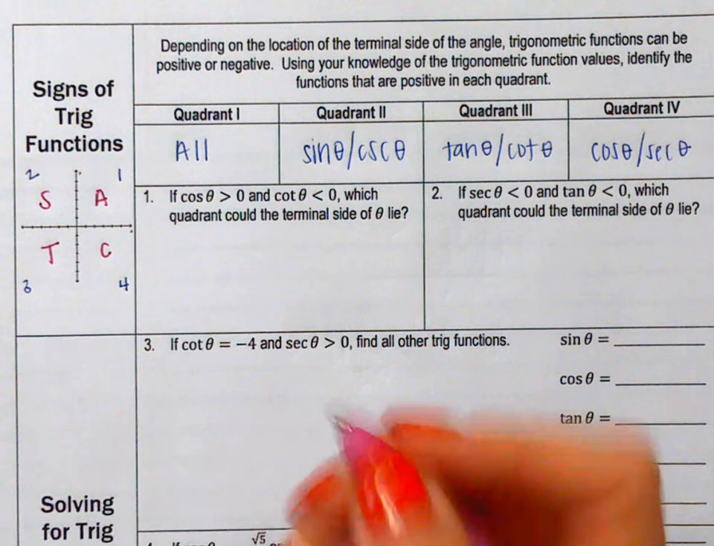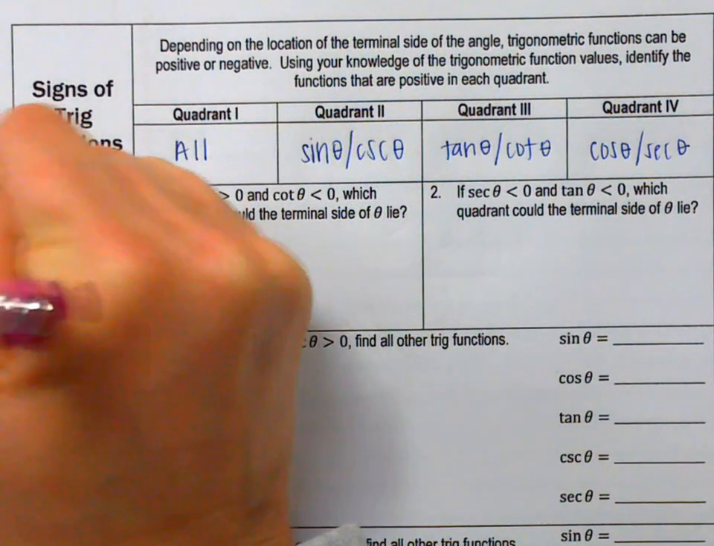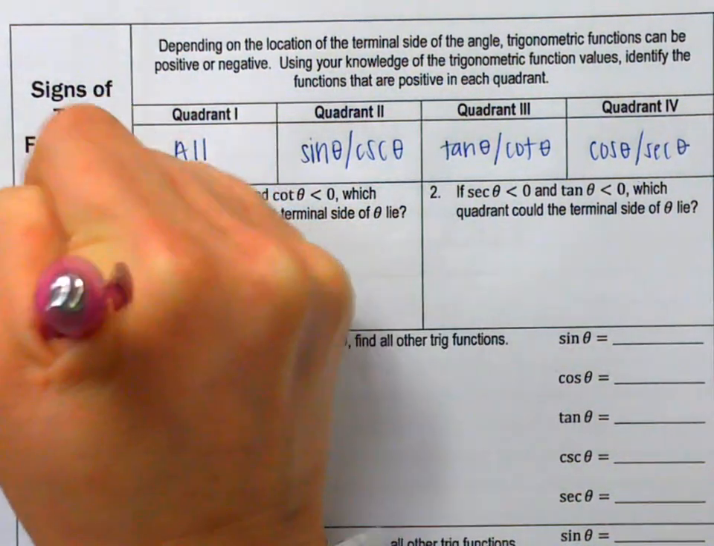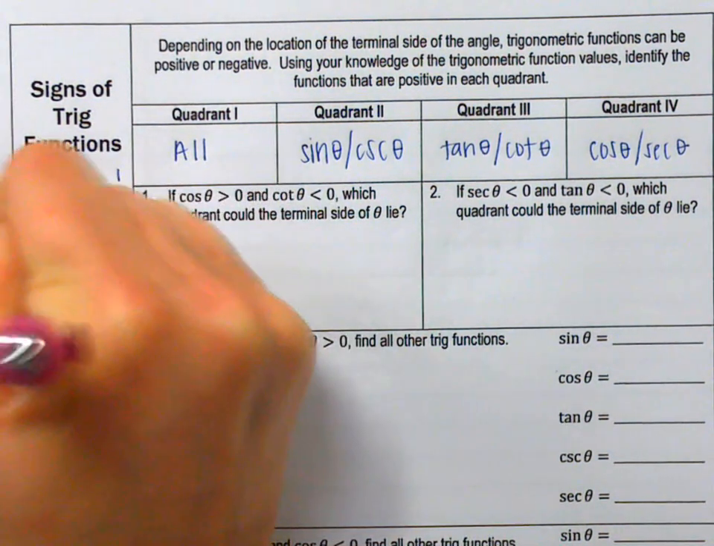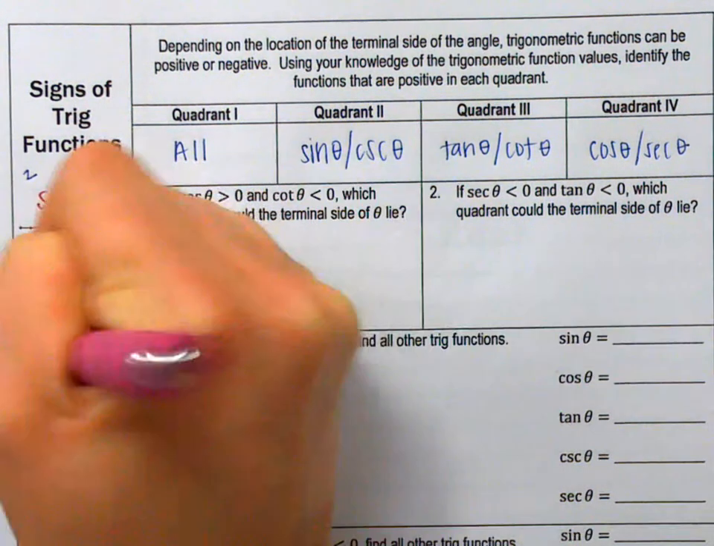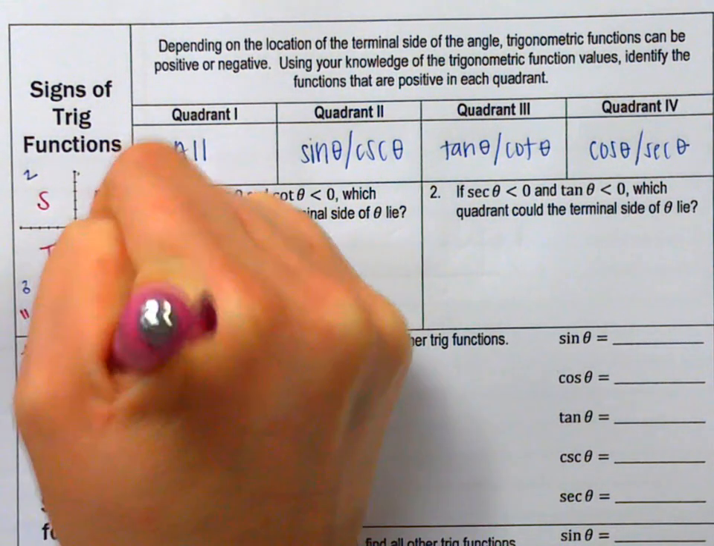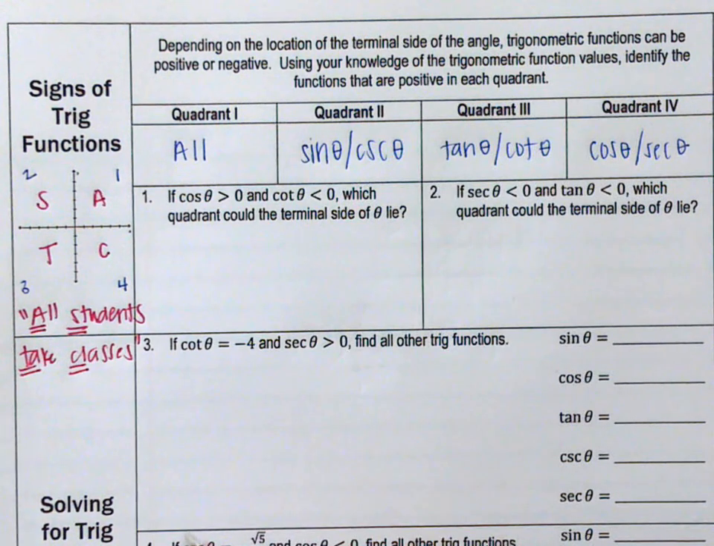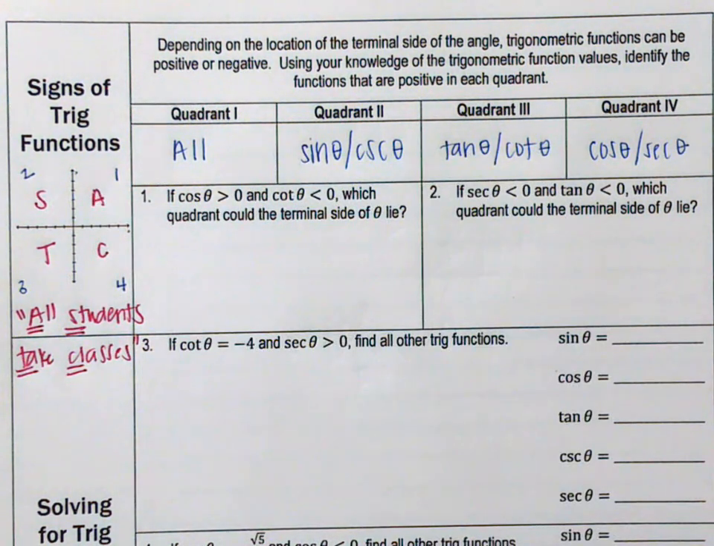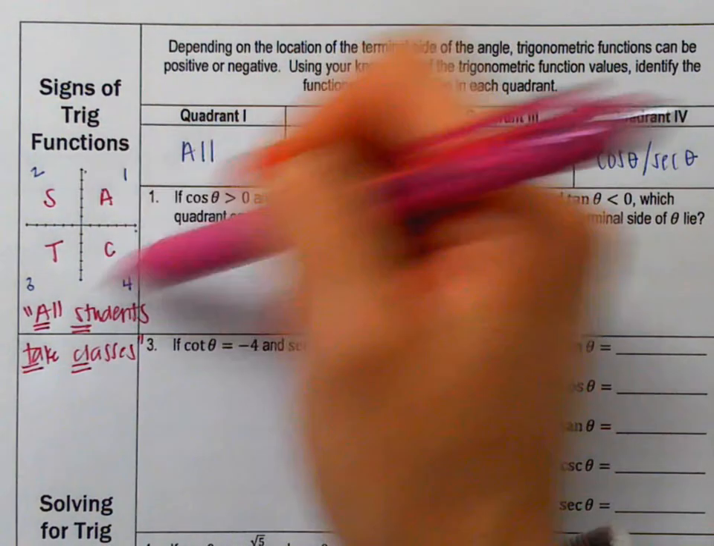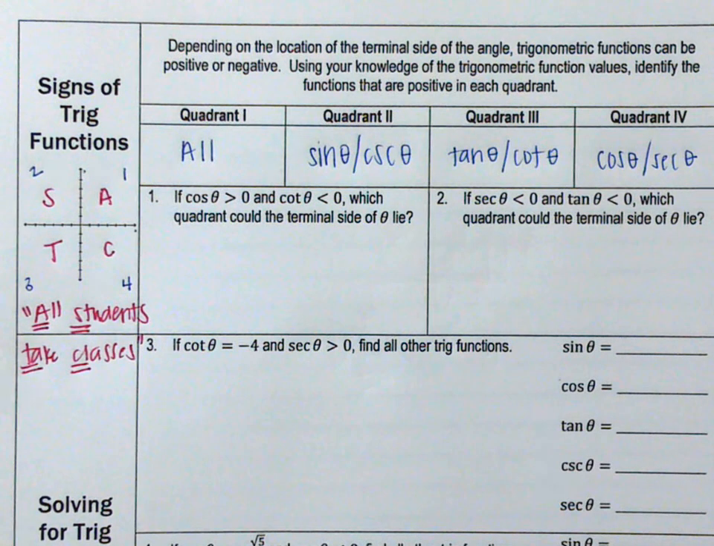So the acronym we use is All Students Take Classes. So for the A, all; students for sine; take for tangent; classes for the cosine. And then we just need to know that if sine is positive, its reciprocal cosecant is also going to be positive. If tangent is positive, its reciprocal cotangent is going to be positive. So this is telling us which values are going to be positive in which quadrant.